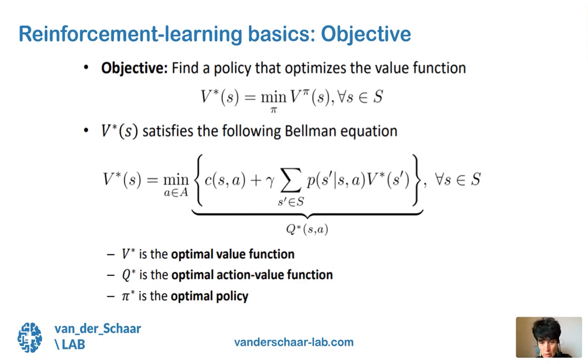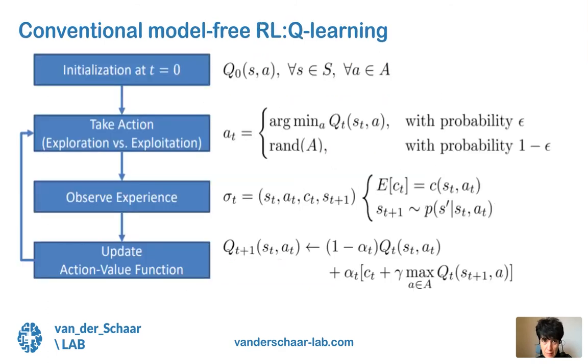And one elegant way to solve that is by considering not the value function, but rather the Q function, and determine the action value function, the optimal action value function, and the optimal policy pi star associated with this. And we can solve them, as is well known, using model-free approaches, for instance, using Q-learning.